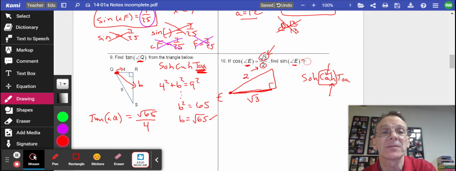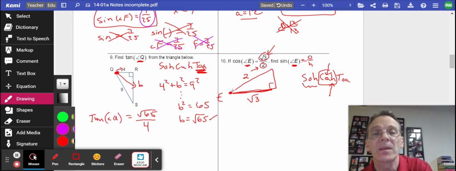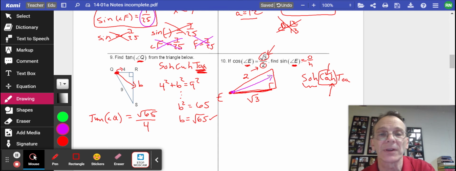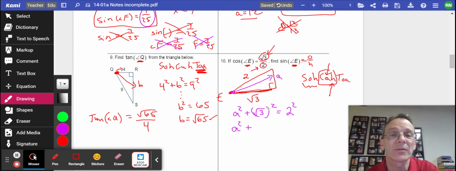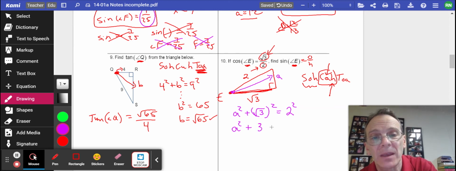Now to find the sine, going back to SOHCAHTOA, sine is opposite over hypotenuse. And from E's point of view, the opposite is, oh, go figure, isn't that always the case, the one side that we don't have. Give it a variable name. Do your Pythagorean theorem. A squared plus the square root of 3 squared equals 2 squared. What is the square root of 3 squared? Square root of 3 times the square root of 3, that's the square root of 9, that's just 3.